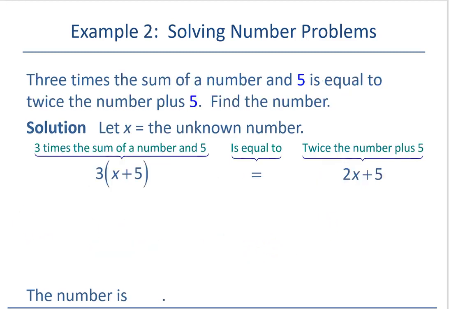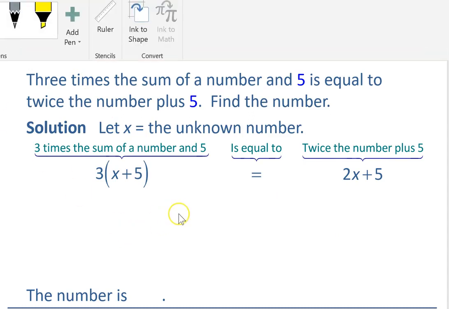So let's continue on. We have 3 times, so it's multiplying something. 3 times what? The sum of a number, what number? I don't know. That automatically means a variable, and 5. There it is, equal to twice the number plus 5. A lot of these you're just going to be able to read straightforward, being very careful and intentional. So let's solve this again.